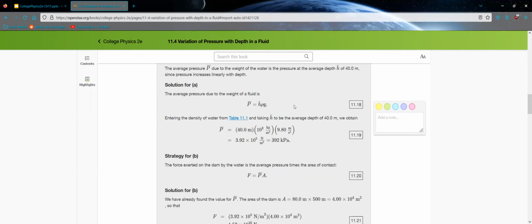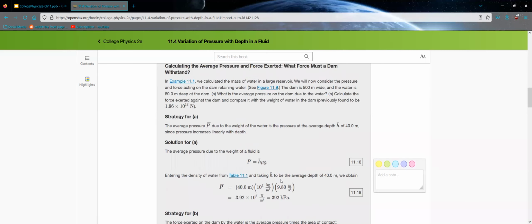Read the book, please. I keep saying that because that's the best way to learn this stuff. 392 kilopascals. That's a lot of pressure, but it's also a dam, right? So that's kind of obvious. If we're going to relate that amount of pressure to force, we need an equation again that does that. Lucky for us, force is given by pressure times area.